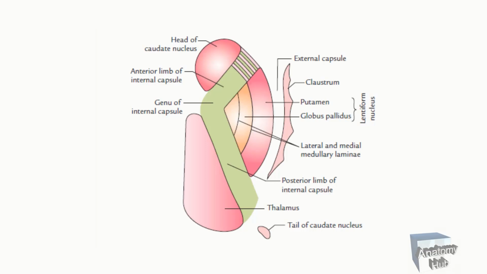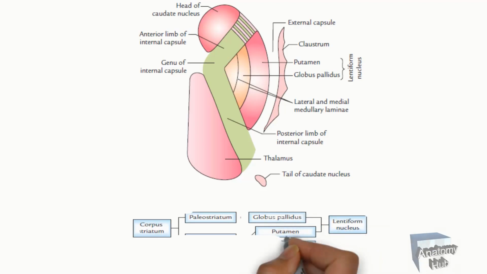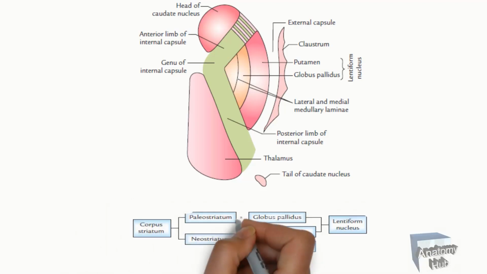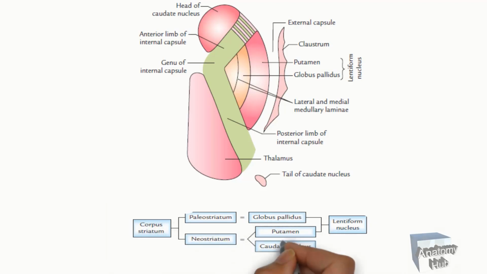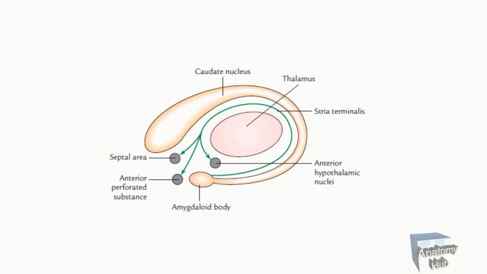Note that the stria terminalis, the main efferent tract of amygdaloid body, projects to the septal area, anterior perforated substance, and anterior hypothalamus. Its rounded anterior part in front of interventricular foramen is called its head. The head gradually and imperceptibly tapers caudally into the body and then into a tail which merges at its anterior extremity with an almond-shaped mass of gray matter called amygdaloid body.